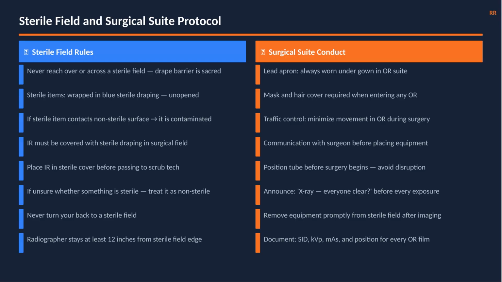Surgical suite conduct. Lead apron under surgical gown, always. Mask and hair cover required when entering any operating room. Minimize traffic and movement during surgery. Communicate with the surgeon before placing equipment. Alert everyone before every exposure. Quote, X-ray, everyone clear, unquote. Remove equipment promptly after imaging. Document SID, kVp, mAs, and position for every surgical film.